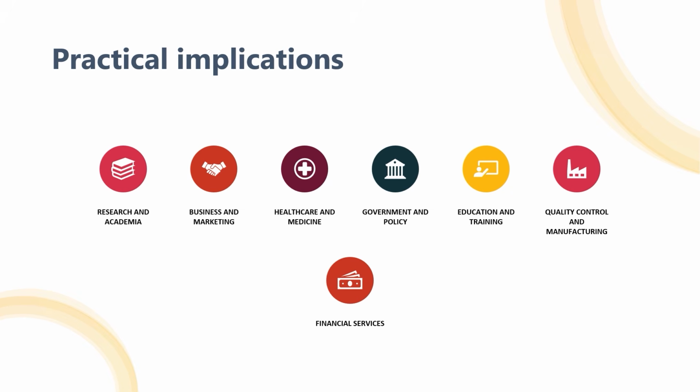SPSS is widely used in academic research to analyze data from experiments, surveys, and observational studies. Researchers in fields like psychology, sociology, economics, and political science use SPSS to test hypotheses, identify patterns, and draw conclusions from data. So this is one area where we use SPSS very widely. The second area where we can use SPSS is business and marketing.